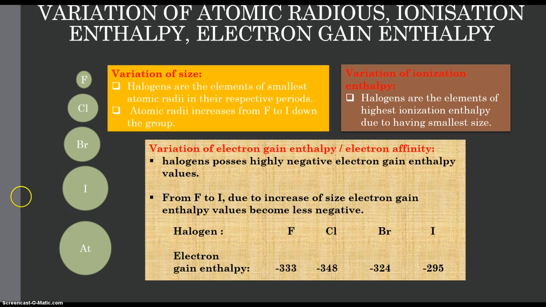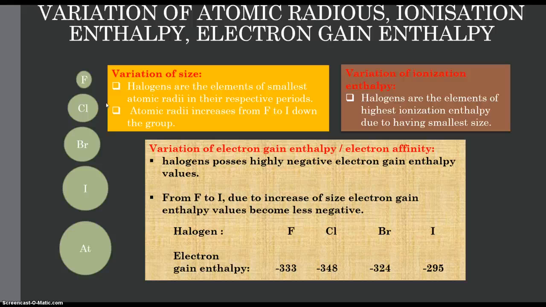Now I have shown some electron gain enthalpy values here. As you can see, for all halogen atoms, fluorine, chlorine, bromine and iodine, electron gain enthalpy values are negative. And when the size increases from fluorine to iodine, obviously the tendency to hold an electron in the outermost orbit, or the tendency to accept an electron in the outermost orbit, will decrease.